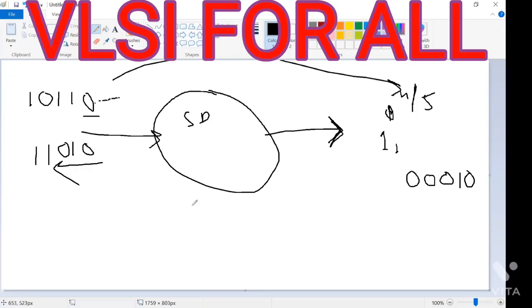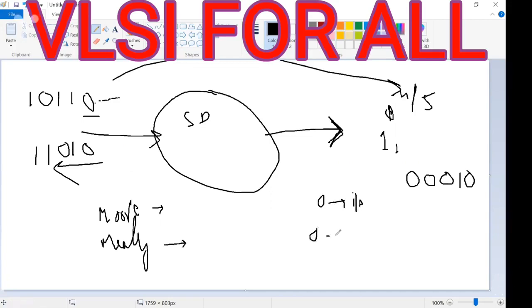So what a state diagram looks like: there are two types of state machine. One is the Moore and one is the Mealy. In a Moore machine, the output of a state diagram depends only on the present state. And in Mealy, the output depends on the input as well as the present state.